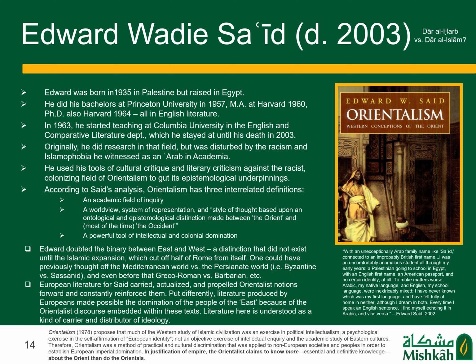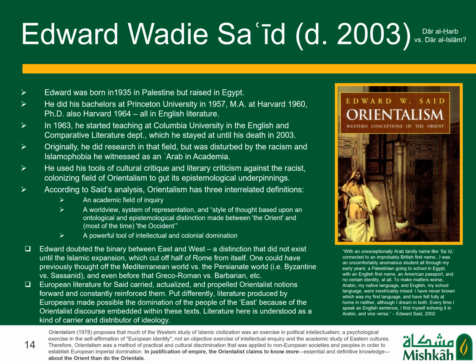And Said doubted this binary between East and West, or Dar al-Harb versus Dar al-Islam, a distinction that did not exist until the Islamic expansion, which cut off half of Rome from itself. Rome ruled all around the entire Mediterranean, including North Africa, including Carthage and Morocco, right? And so when the Islamic expansion initially happened under the Khulafa Rashidun, the rightly guided caliphs, it split up the Mediterranean world in half. And that was severely traumatic for the Roman Empire. And that was remembered in European thought, until our current time.